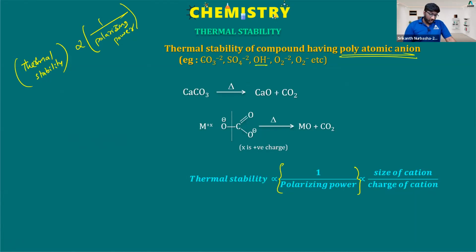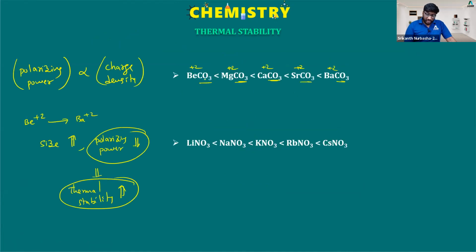We have compared polarizing power first. Thermal stability is inversely proportional to polarizing power. Polarizing power is decreasing because of increase in size. Because of decrease in polarizing power, the thermal stability is increasing. So from BeCO3 to BaCO3, thermal stability is increasing. Same with respect to nitrates, lithium nitrate to cesium nitrate: thermal stability is increasing. These are very logical points, understand this.